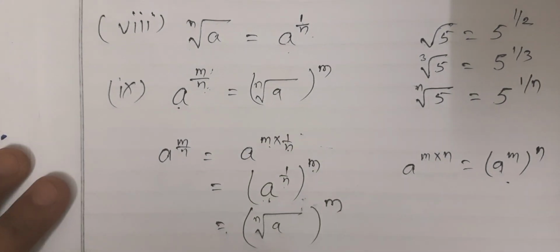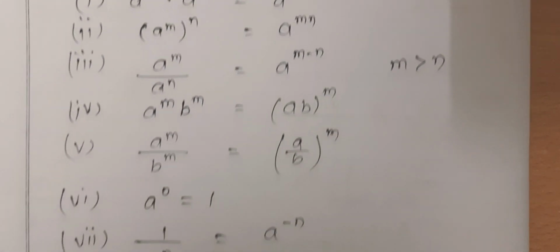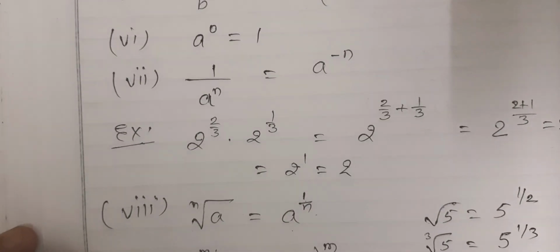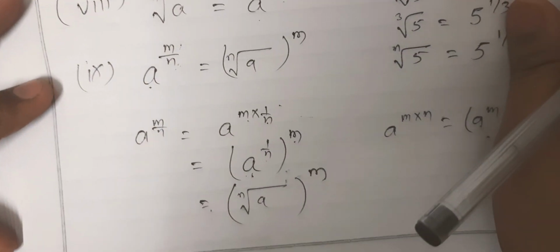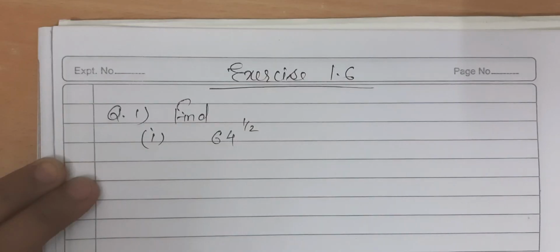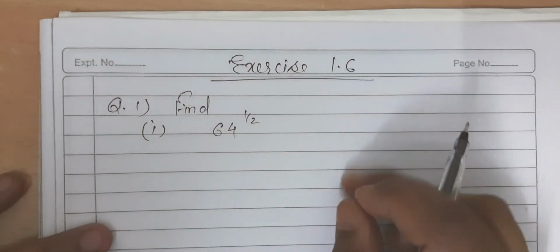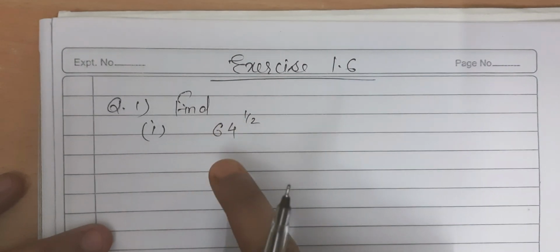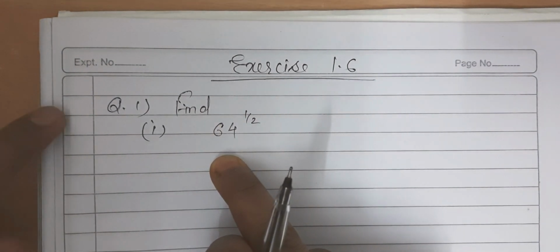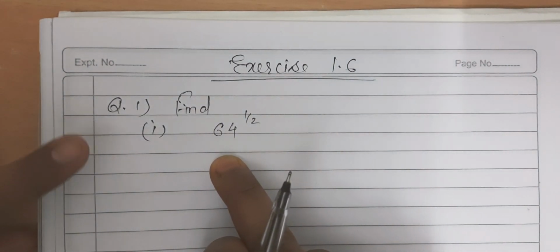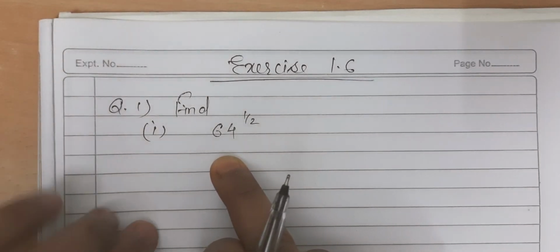Okay, so now on the basis of these laws of exponents, we'll solve our next exercise, exercise 1.6, which is very simple but very important. Exercise 1.6, question number 1 is find. There are 3 parts in question number 1. We'll solve all the questions.